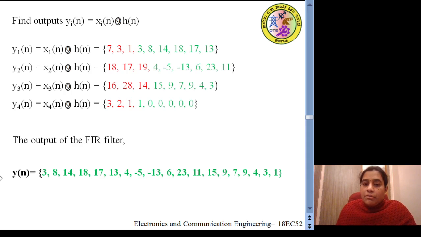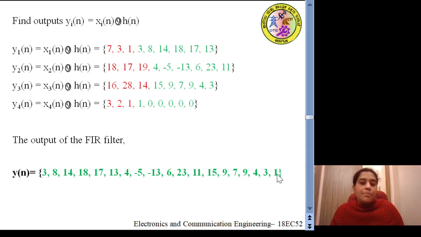So what is the final output we will be obtaining? Y of n is equal to 3, 8, 14, 18, 17, 13, 4, minus 5, minus 13, 6, 23, 11, 15, 9, 7, 9, 4, 3 and 1.